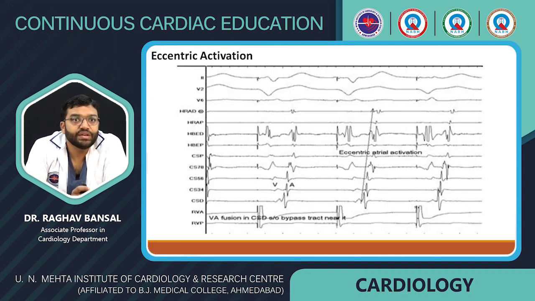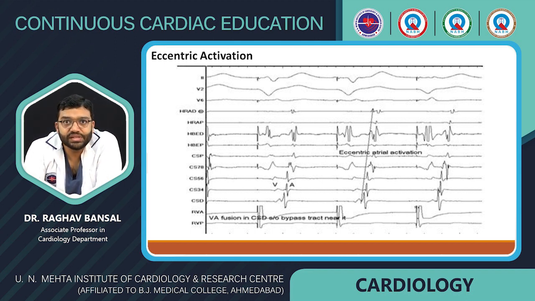In this case, we can see that the pacing impulse has traveled with the atrial activation which is first at the distal coronary sinus, then at the proximal coronary sinus, then at the His bundle, and lastly at the high right atrium. So such an activation is called eccentric atrial activation, which suggests that the activation is not occurring through the usual conduction system and there is the presence of an accessory pathway.